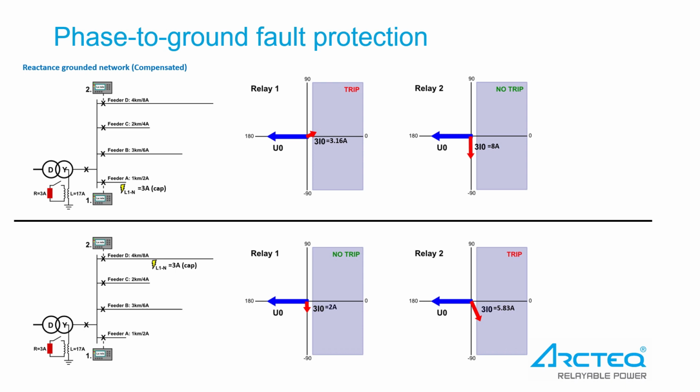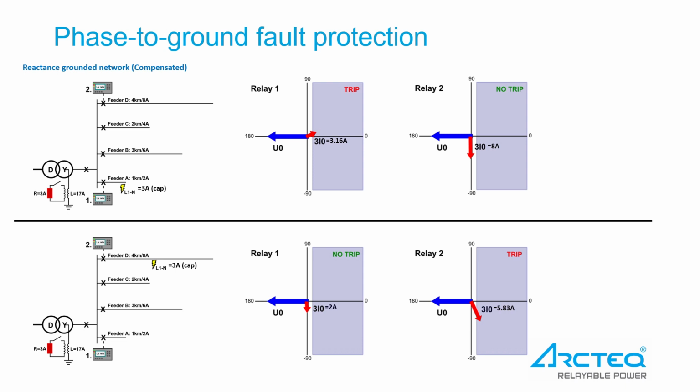In our example, the network is slightly undercompensated and a 17 amp inductance is used in a 20 amp network. This means that the fault current at the fault location is roughly 3 amps of capacitive current. When the resistance, which in this case is also 3 amps, is connected, the fault current at the fault location increases to 4.24 amps, and the direction is roughly 45 degrees.